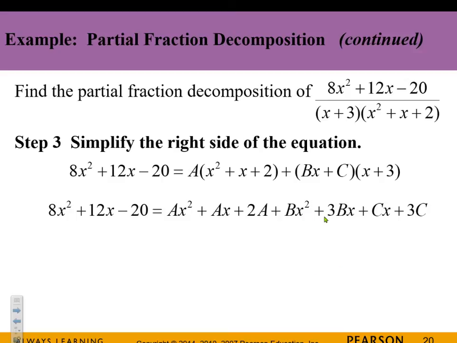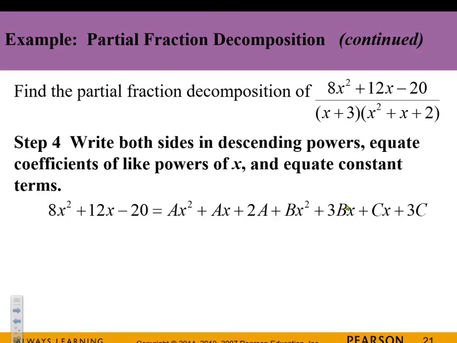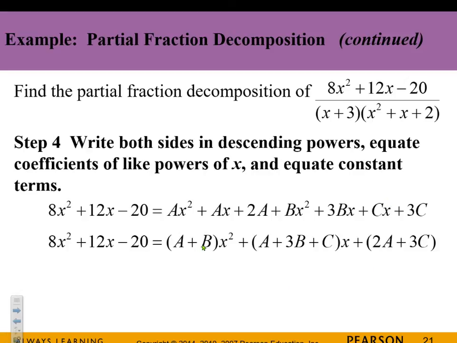So let's just take this again. Here it is. And then we're going to put them in order from the highest degree to the lowest degree. Once we do that, we're going to get this: a plus b, x squared; a plus 3b plus c, x; and then our constant.